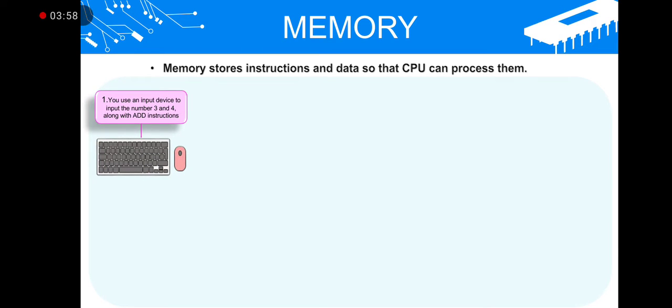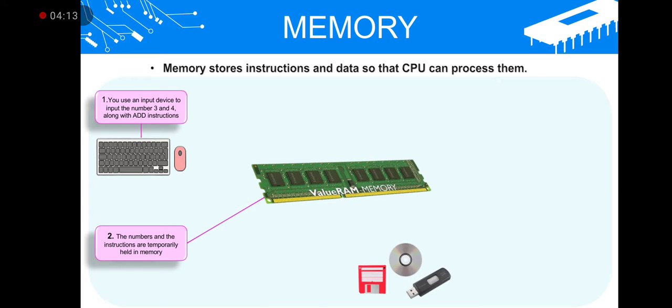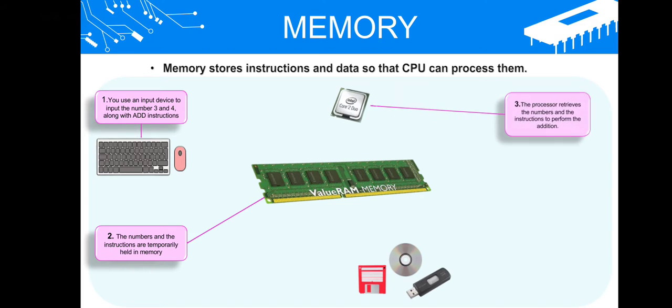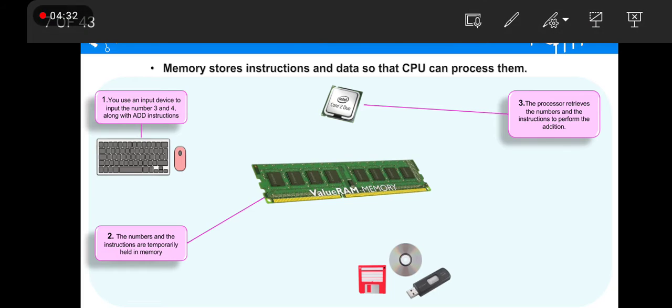Let's suppose you use an input device, keyboard, to input the numbers 3 and 4 and ask the computer to add them. That means you enter 3 plus 4 using the keyboard. The numbers and instructions are temporarily held in memory. That means the 3 plus 4 value is being held in the memory. The processor retrieves the numbers and the instructions to perform the addition.